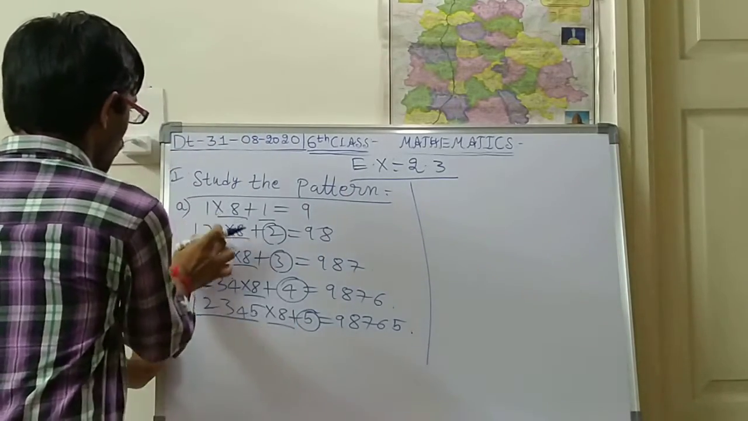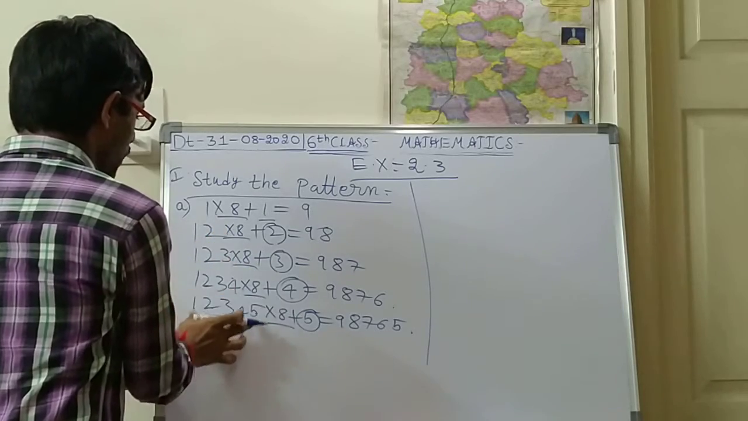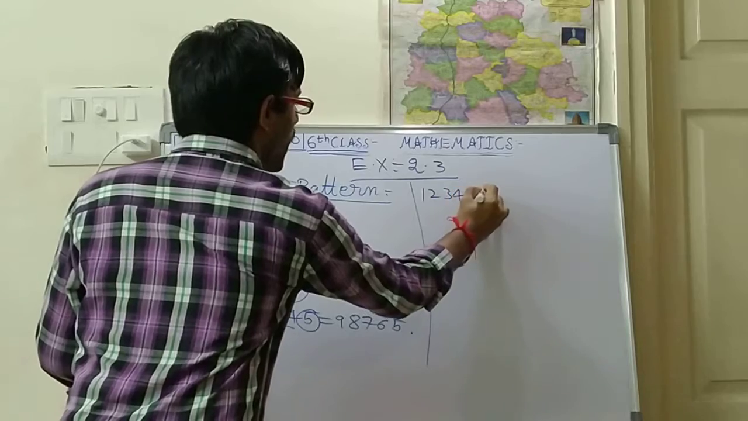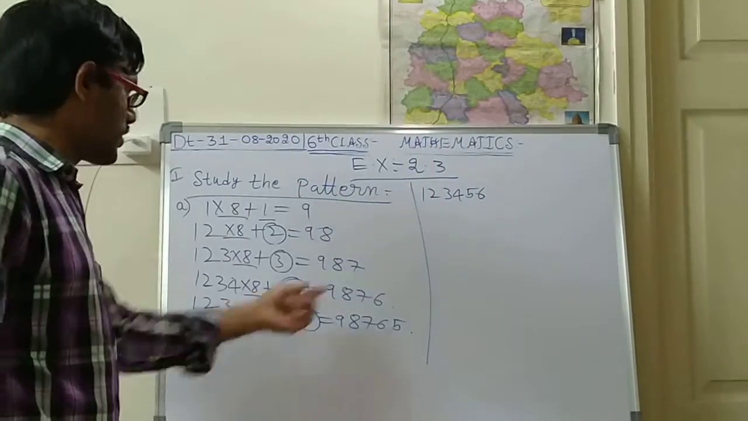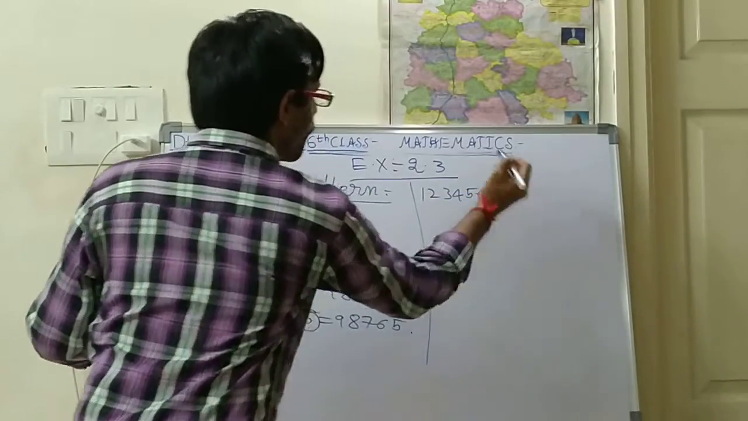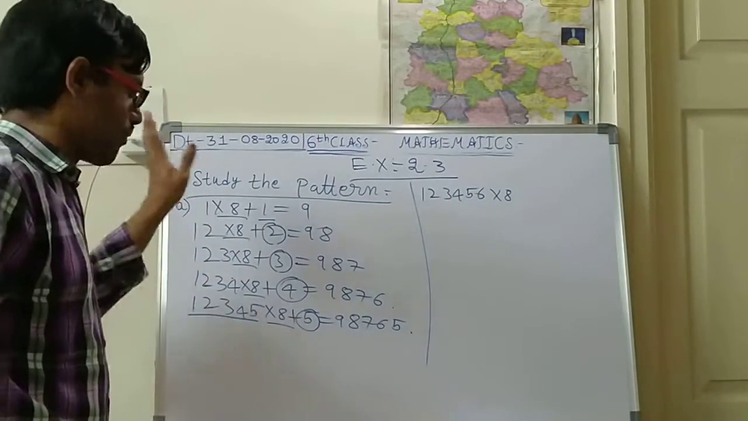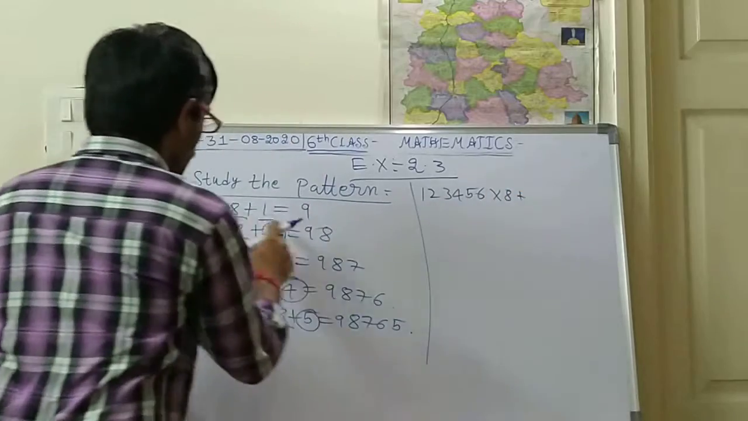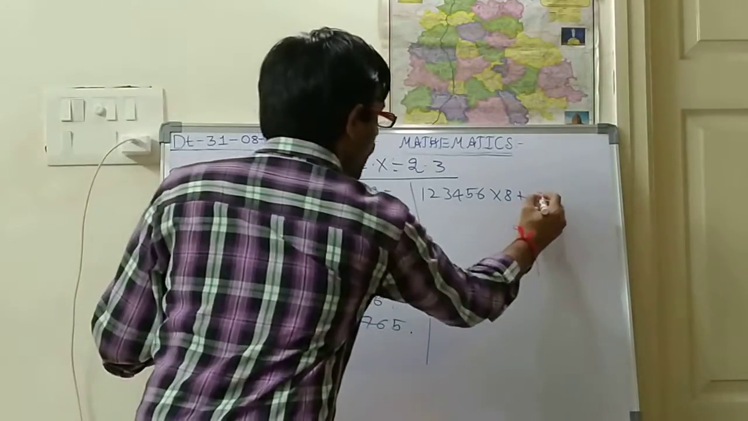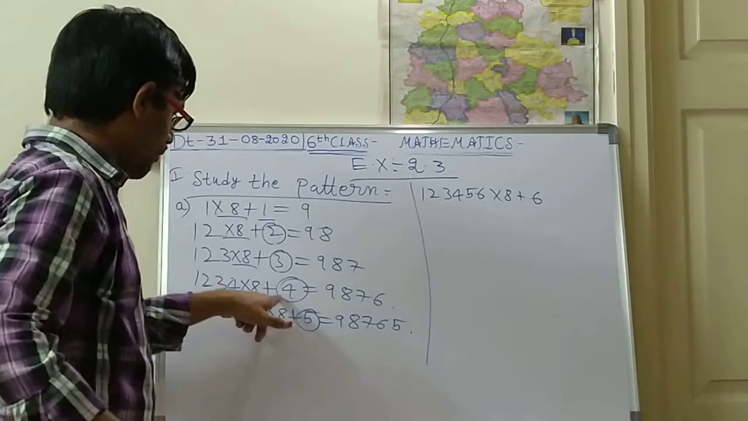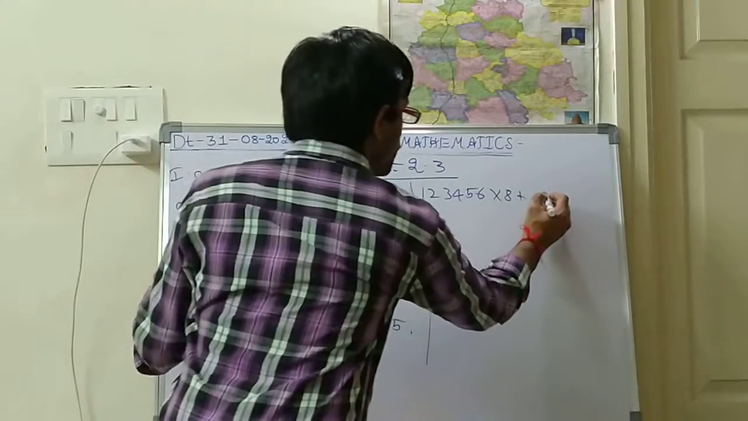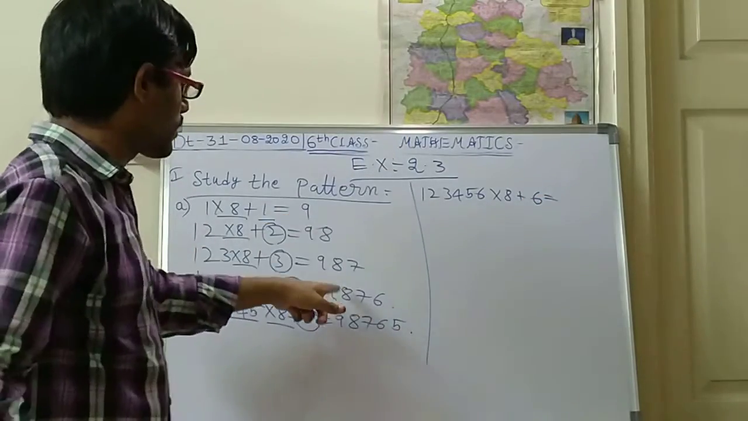So 1, 1, 2, 1, 2, 3, 1, 2, 3, 4, 1, 2, 3, 4, 5, 1, 2, 3, 4, 5, 6. Okay, in the next step 6 will be added. Into 8. Into 8 is common for every step. Next, the number being added is getting increased. So here also plus 6. So plus 3, plus 4, plus 5. In the next step plus 6.